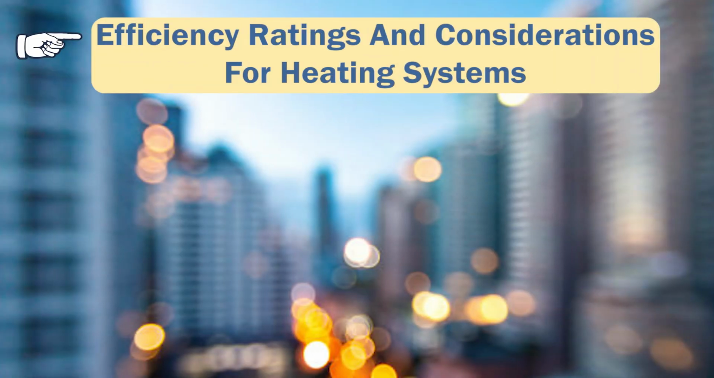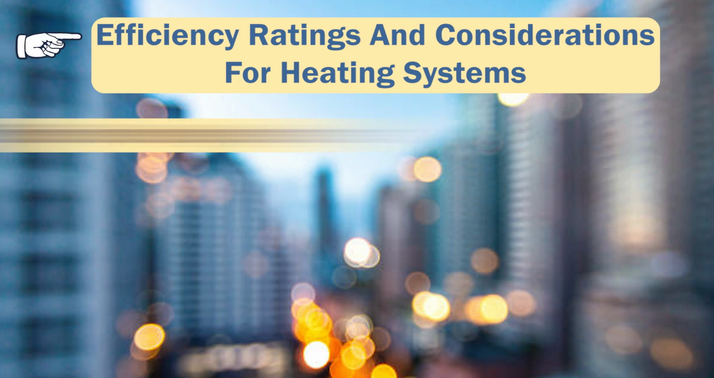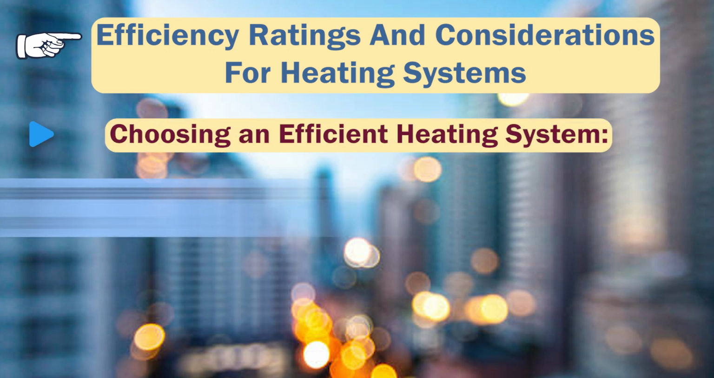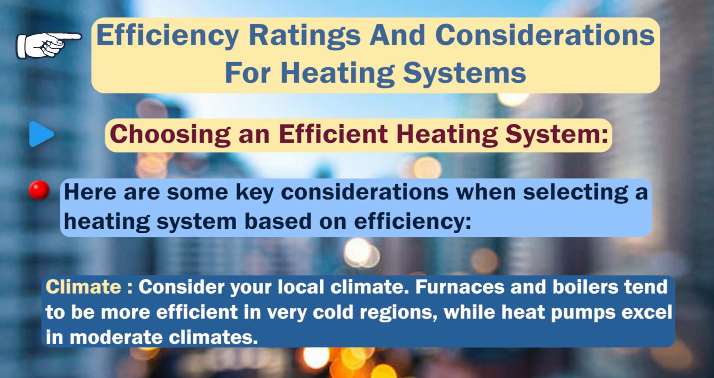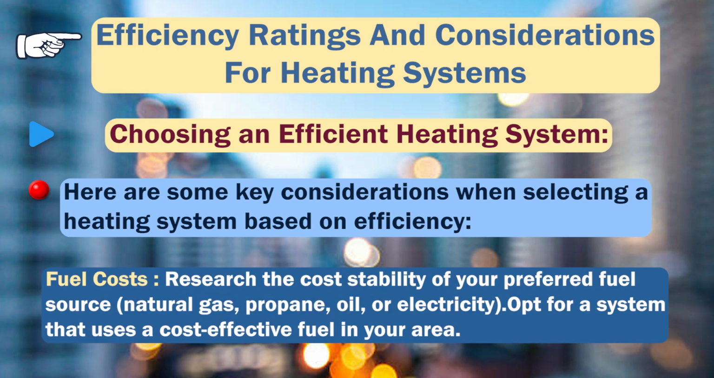Next slide is comparison of heating options in HVAC. When choosing an efficient heating system, there are several important factors to consider. First is climate. Local climate plays a significant role in determining the most efficient heating system for your house. In very cold regions, furnaces and boilers tend to be more efficient. They can handle extreme cold weather and temperatures effectively. Second is fuel cost. Research the cost stability of different sources such as natural gas, propane, oil or electricity in your area. Opt for a system that uses a cost effective fuel based on local prices and availability.